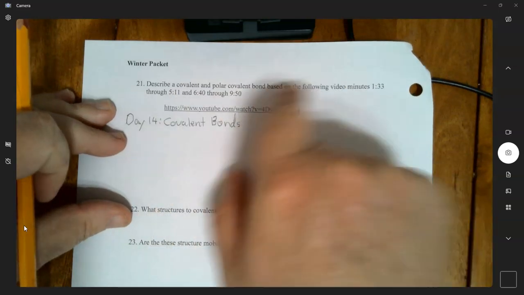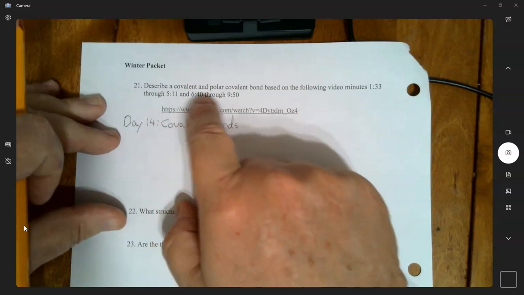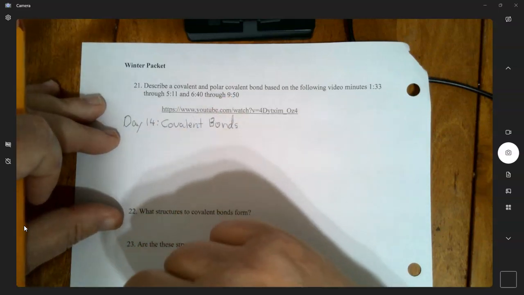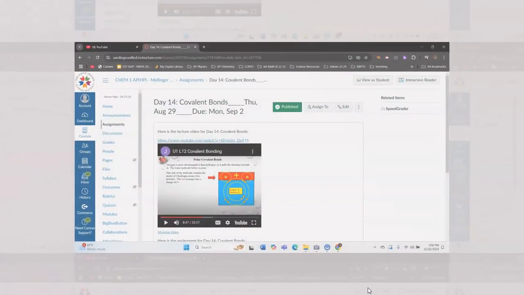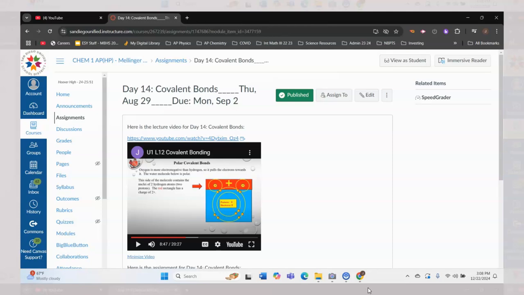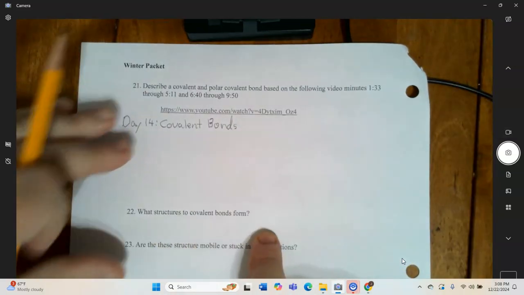So I have the minutes here. From minute 1:33 to 5:11 gives you the basic definition of a covalent bond. 6:40 through 9:50 talks specifically about polar covalent bonds. So I want you to be able to describe those cleanly. So it comes from right here. Right there, it's day 14, and there's the video. Don't have to watch the whole video, just be able to answer the question about covalent and polar covalent bonds. Okay, there it is. So what structures do covalent bonds form?